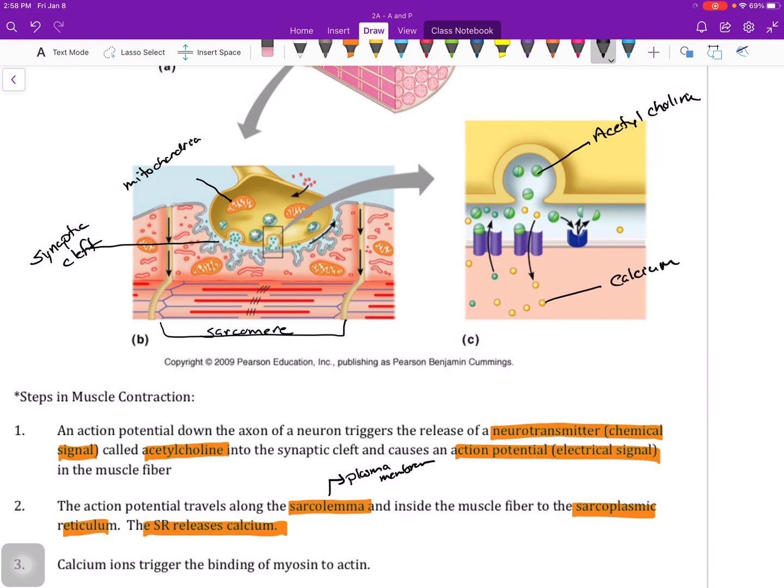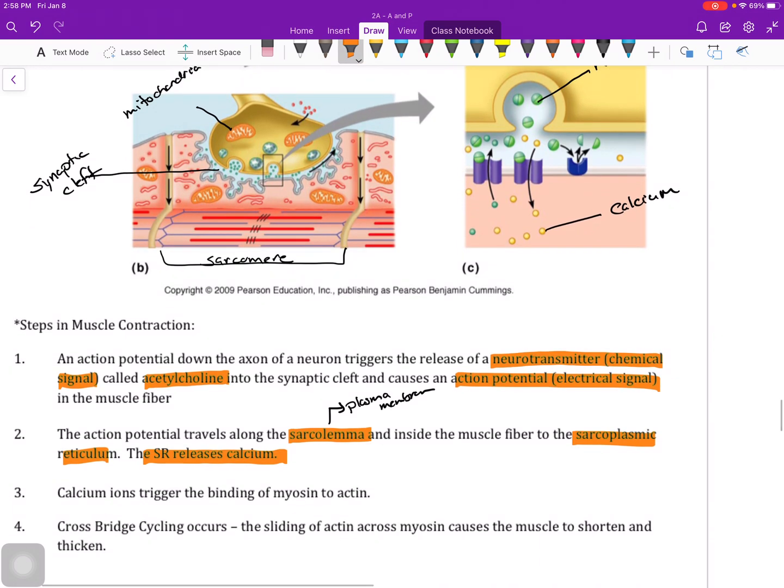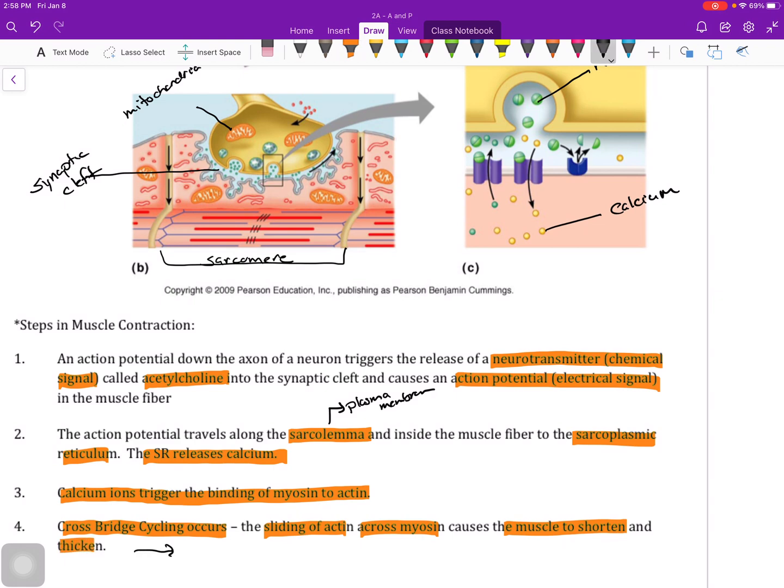All right, now, your calcium ions trigger the binding of myosin to actin. And you have what's known as cross-bridge cycling. And that is the sliding of actin across myosin, which causes the muscle to shorten and thicken, which ultimately is going to cause movement.